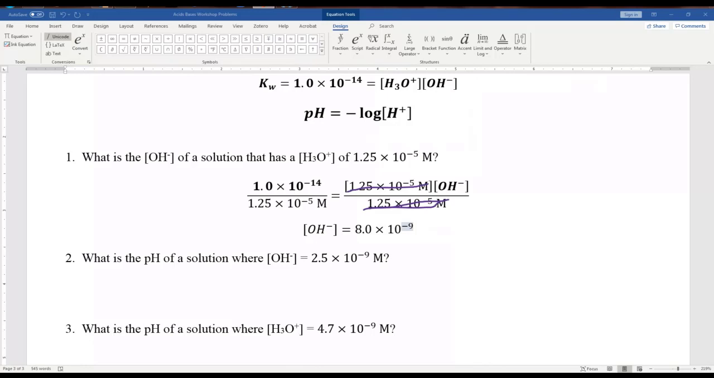Yeah, Frank, if you got 8 times 10 to the negative 18th, what you did was, when you divide by a number in scientific notation, you must put it in parentheses. So that 1.25 times 10 to the negative fifth, you did not put that in parentheses. If you don't, it only divides by the 1.25, but then it multiplies by 10 to the negative fifth, and that will give you that 10 to the negative 18th that you got there. So just watch for that.